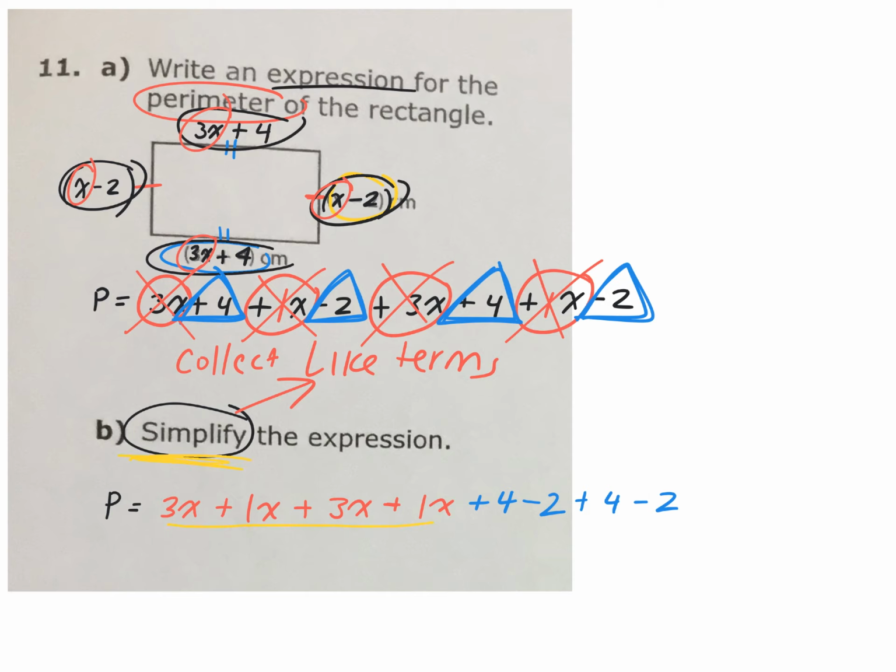What is the total of all these x's together? All together I have 8 x's. And then make sure you're looking at the signs. 4 take away 2. 2 plus 4. 6 take away 2. Positive or negative 4? Positive 4. That's your answer.